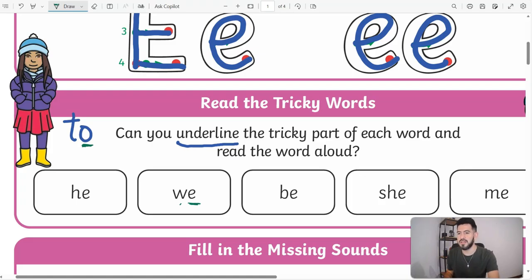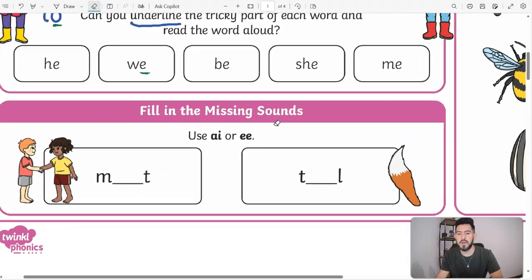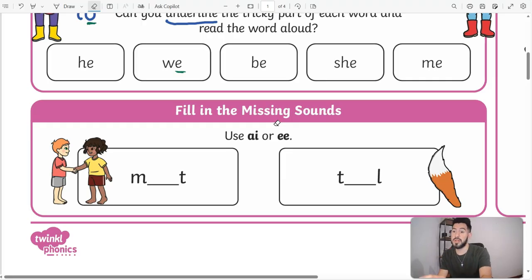That is the tricky part because it should say... Esa va a ser la parte engañosa porque si no debería decir we, y no decimos we, we say we, okay? So that's how we do the tricky words. Then, guys, you have to fill in with the missing sound. We need to use A or E. Look at these two kids there, a boy and a girl. They meet. They say hi, they shake hands, and they meet.